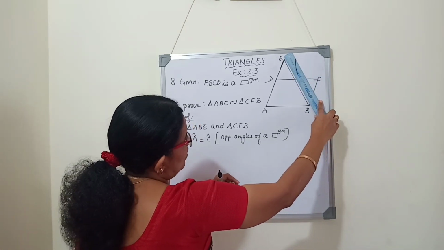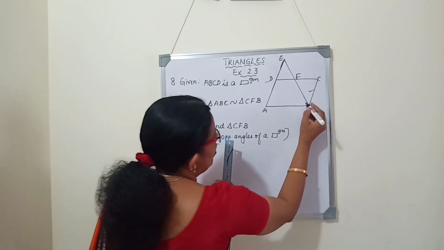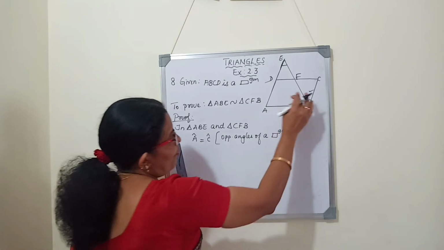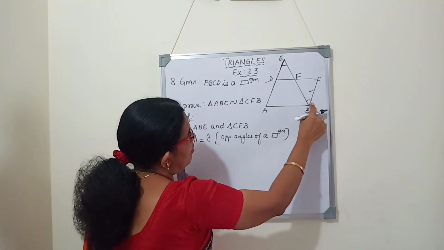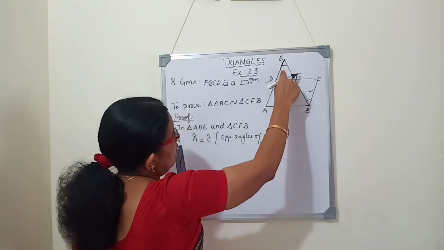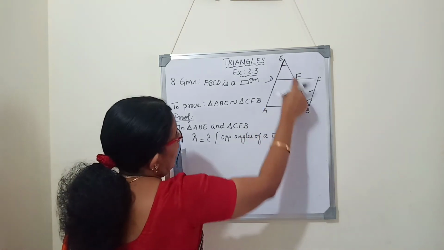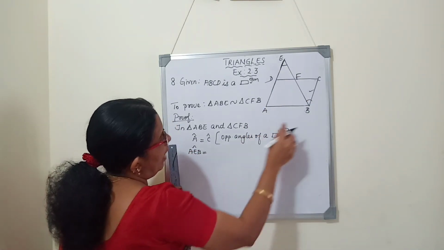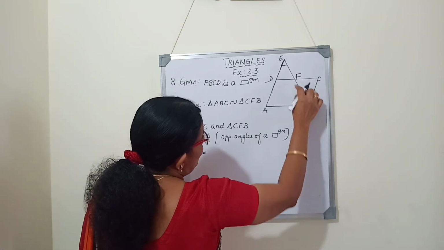BE is the transversal. Then how will these two angles be? They are alternate angles. So from this triangle we can take angle B and in this triangle angle E. So I'll write angle AEB is equal to angle FBC.